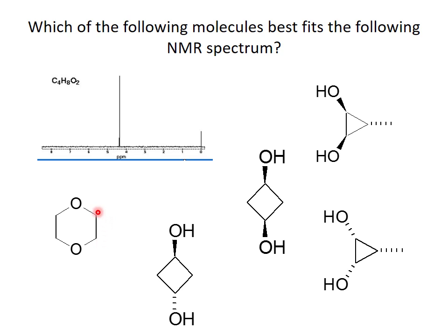Whereas if I look at this, dioxane has 2 hydrogens here, 2 here, 2 here, and 2 there. They're all identical to each other. So what are you going to see? One peak, and that's it.